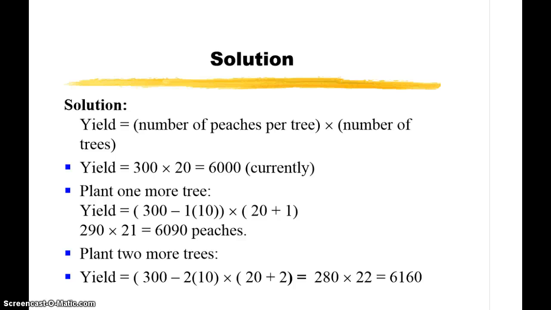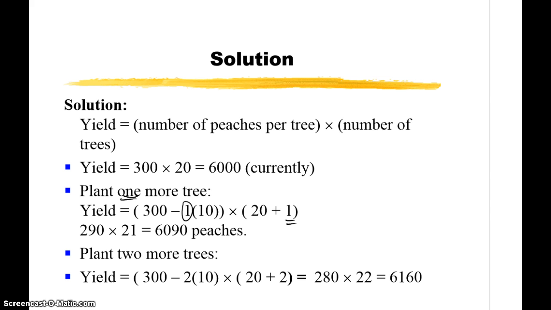Well, he currently has 300 peaches per tree, and we're told that he has 20 trees on his farm. That gives us 6,000 peaches total. If he plants one more tree, then what happens? We were told that the number of peaches will be reduced by 10. So the number of peaches per tree is now 300 minus 1 times 10, because he's planting one more tree. That's multiplied by the number of trees, which is increased by 1. So we have 290 multiplied by 21, that's 6,090 peaches.